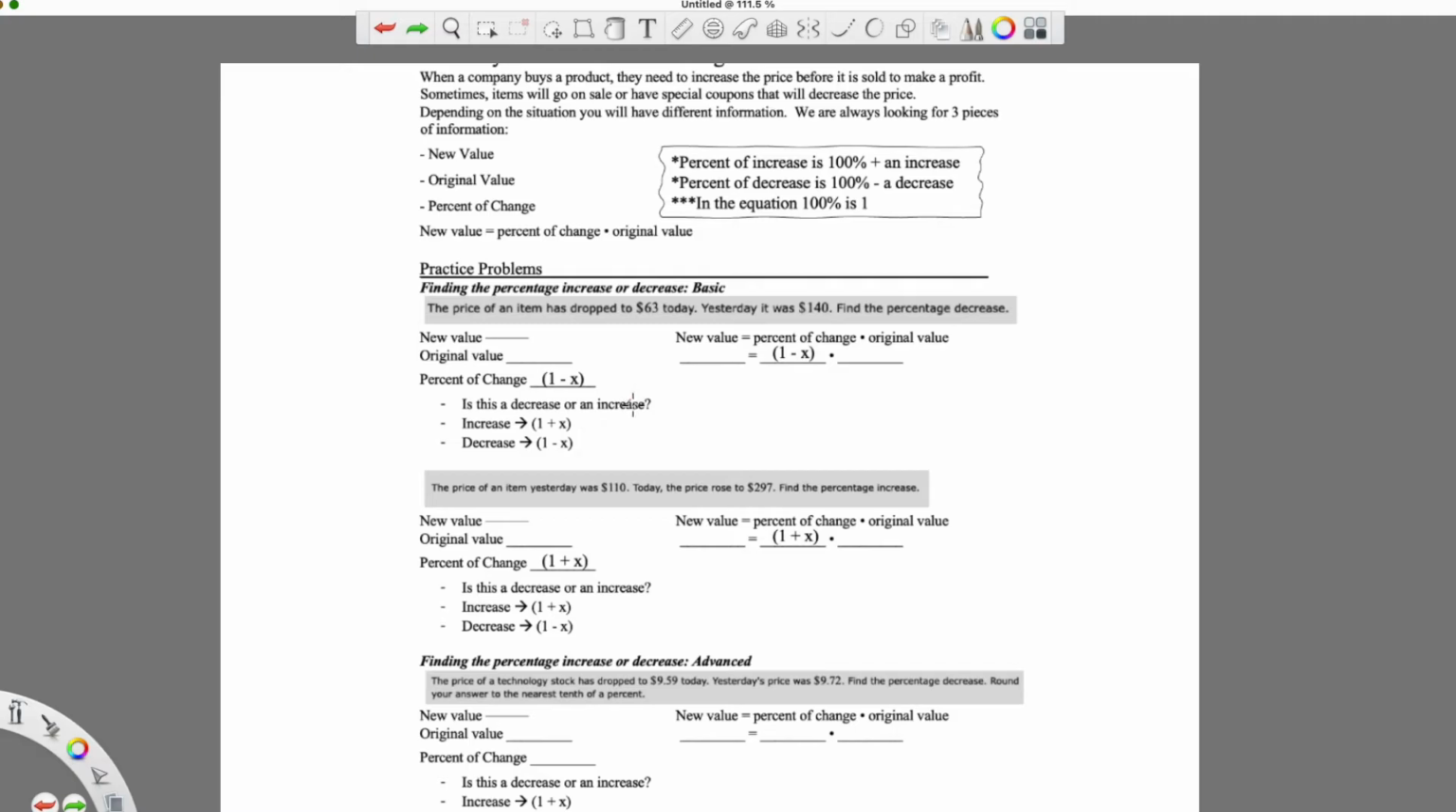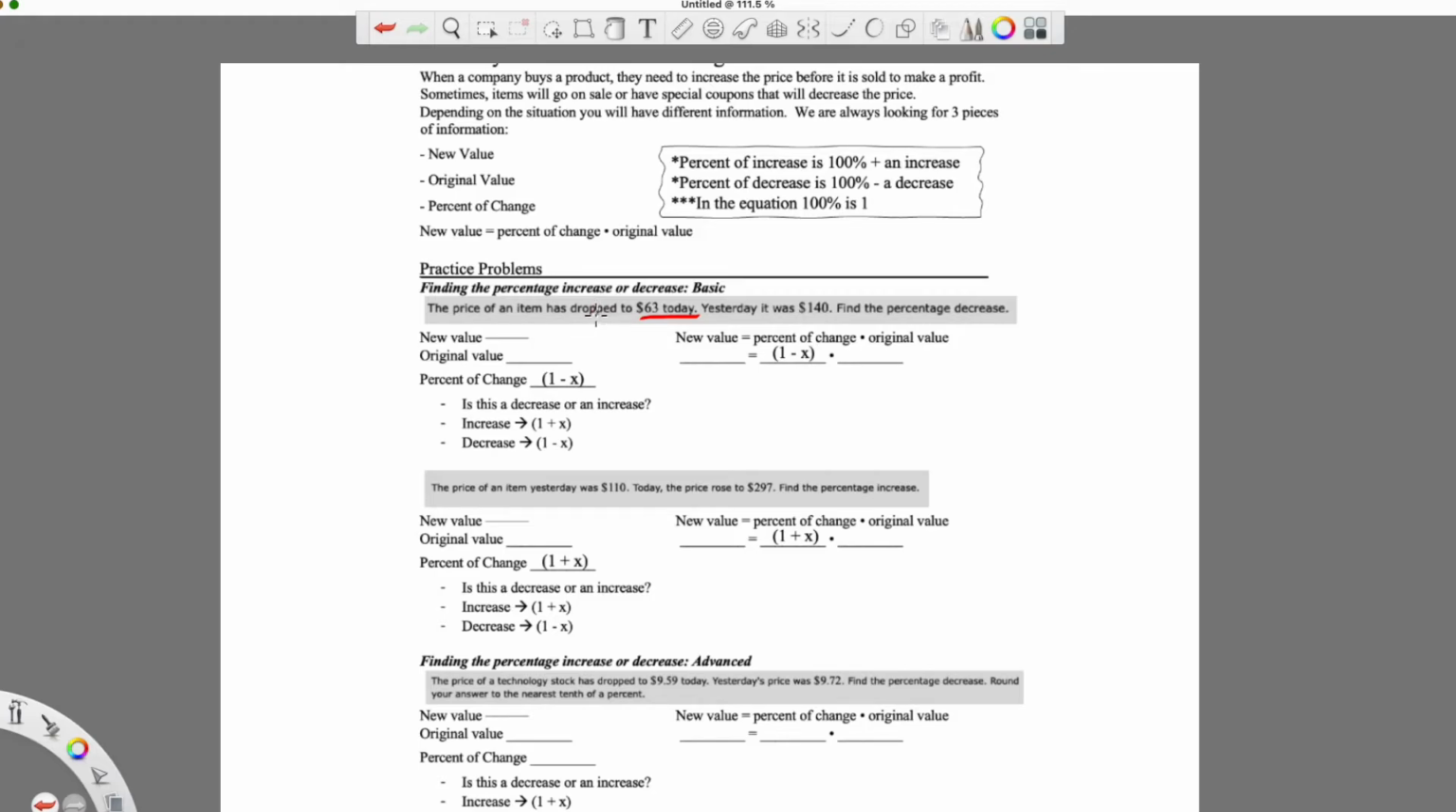So finding the percent increase or decrease, basic. So we have the price of an item has dropped to $63 today. Yesterday it was $140. Find the percentage decrease. So they're telling us that it's a percentage decrease, which was nice of them. So they're already giving you that clue. If they didn't give you that sentence, we could just think about it. We could read it again. The price of an item has dropped to $63 today. Okay, well, it's today, right now, it is $63, and it dropped. So that must mean it's decreasing from something.